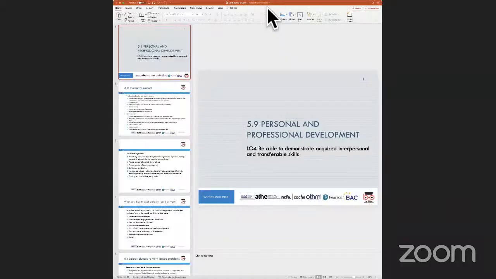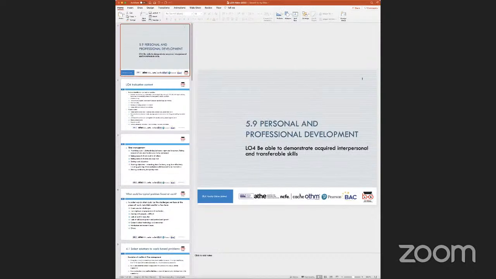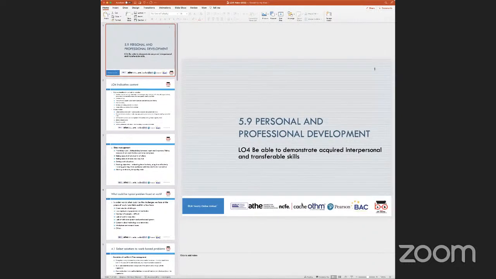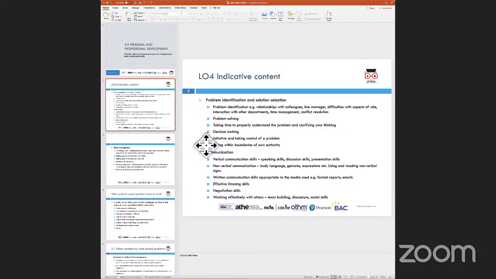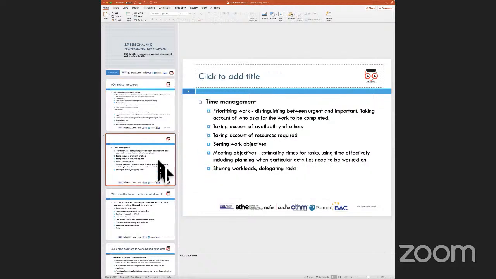Now, for the discussion of this particular learning outcome, I'm going to switch over to a presentation, where we will discuss through these slides some of these assessment criteria and also look in detail at some of the key terms within this learning outcome. So I want to start off with three different areas. One is problem identification and solution selection. The other is communication, and the third is time management.